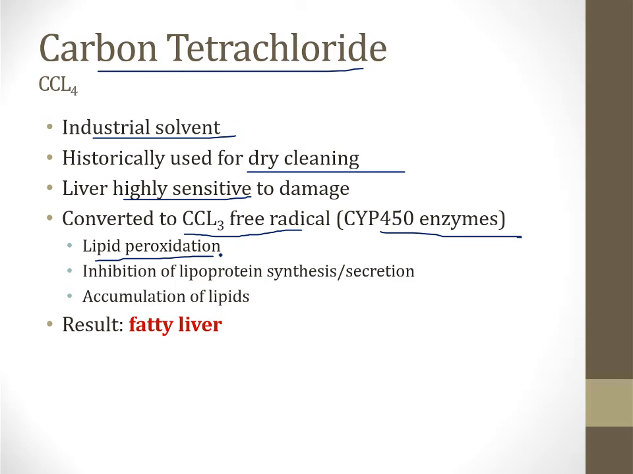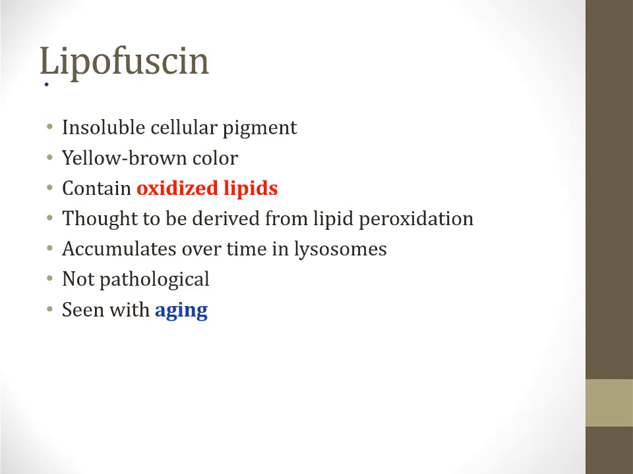In addition, in the liver, what happens is lipoproteins are no longer synthesized and secreted normally, so there's an accumulation of lipids. So the classic finding in a patient years ago who had carbon tetrachloride poisoning was that their liver would be filled up with fat. Eventually, the buildup with fat and other consequences of free radicals would lead to cell death and liver failure. And I'll finish this video with lipofuscin.